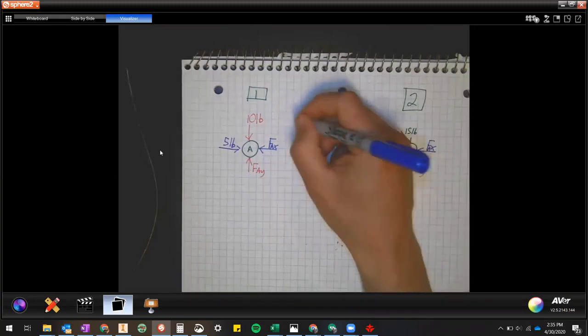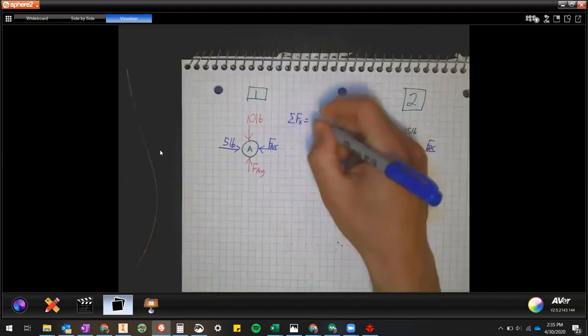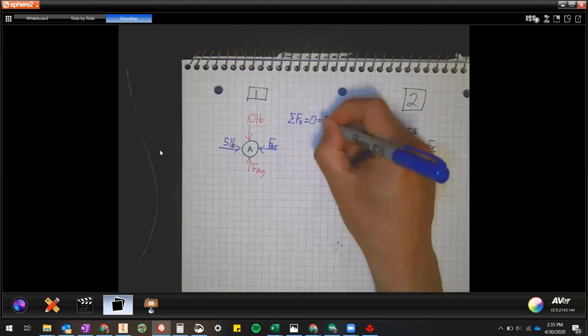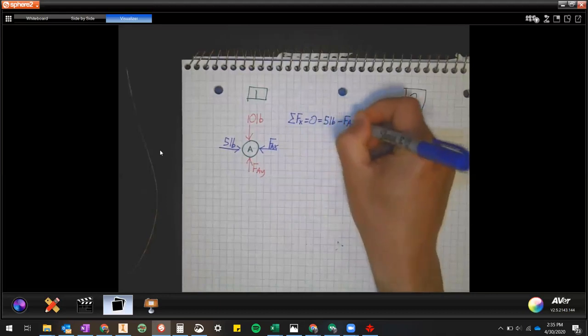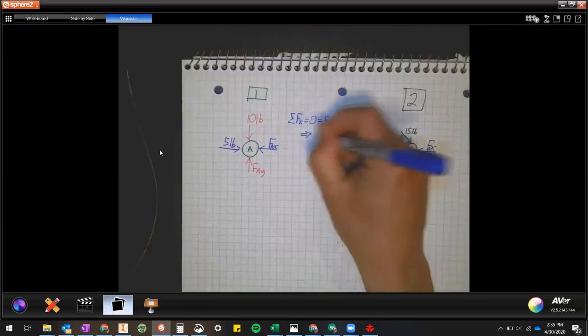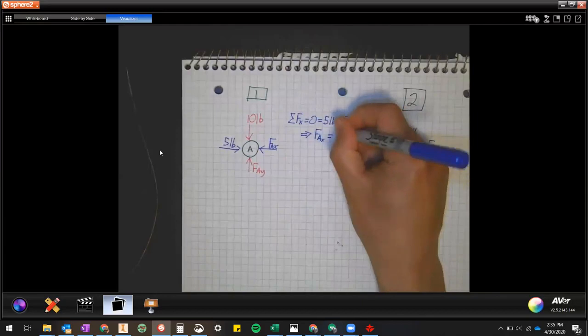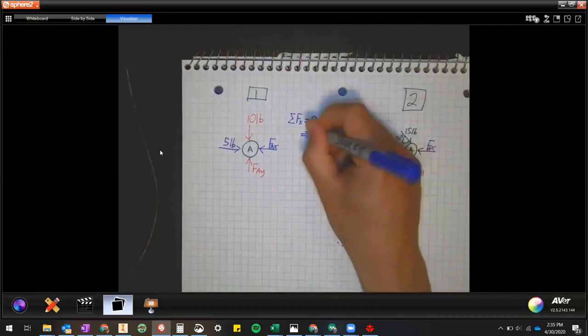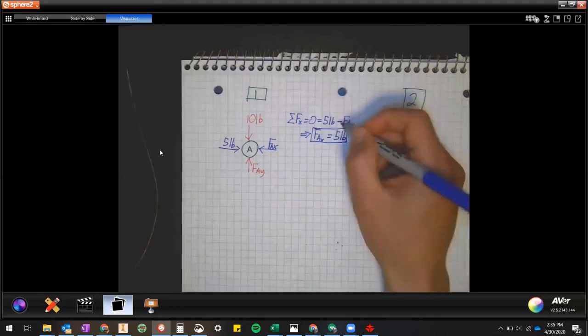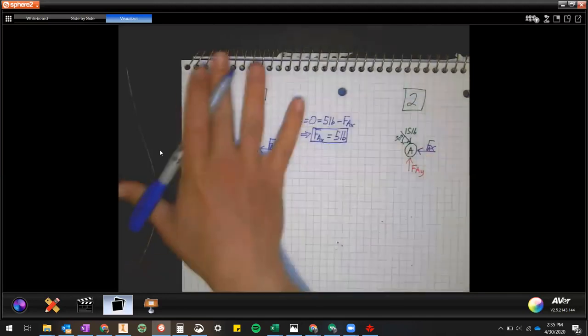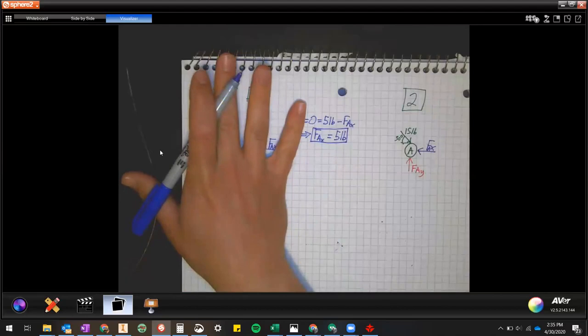So if I do that for number 1, the sum of my forces in X is equal to 0. So I say that I have 5 pounds minus FAX. So then my answer here, FAX, would be equal to 5 pounds. Easy peasy. Hope you don't mind that I didn't show my algebra of solving that equation, equal to 0, so I move FAX to the other side.